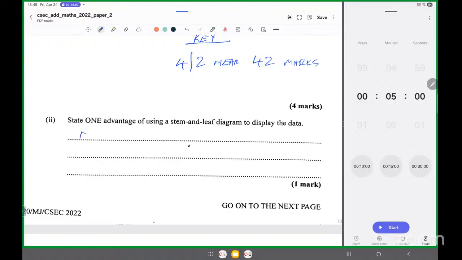So the data is presented in a more compact format without repeating the stem values.